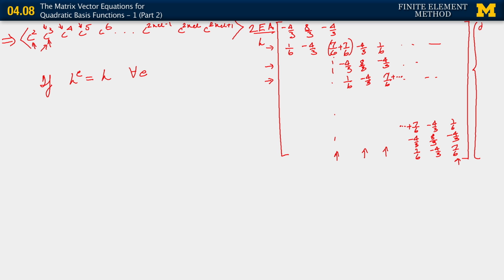The D vector here is full. It starts out at D1, D2, D3, D4, D5, and D5 is the last trial solution degree of freedom for element 2. We carry on until we come here to D2NEL minus 1, D2NEL, and D2NEL plus 1. And all of this then gets closed.